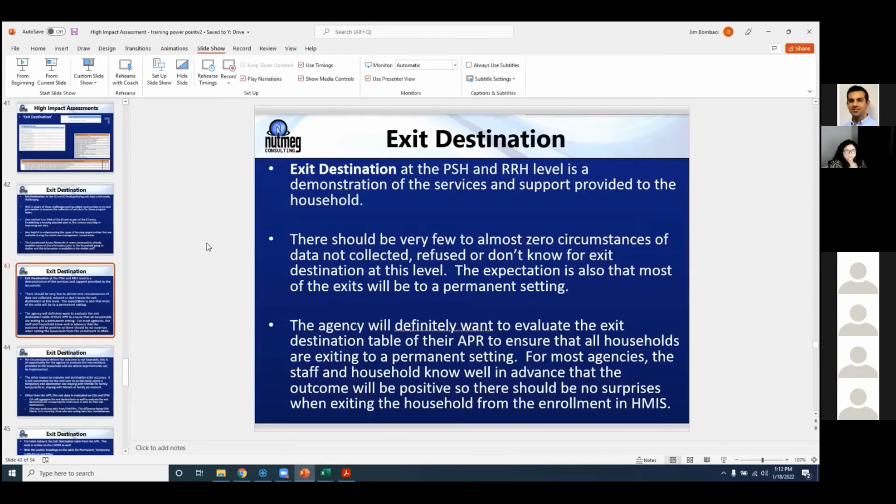Okay. Exit destination for PSH or RH, obviously you don't want people going to a negative exit. You don't want them going back into homelessness, emergency shelter being one of those, street, place not meant for habitation. You want that to happen as little as possible. The agency will definitely want to evaluate exit destinations off of their APR, because you certainly wouldn't want to submit an APR to HUD with that particular scenario.